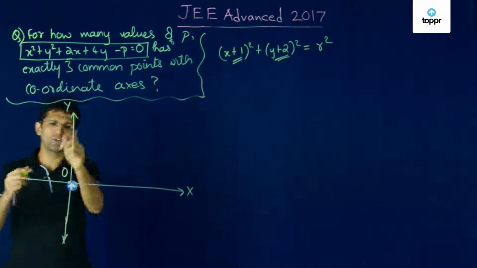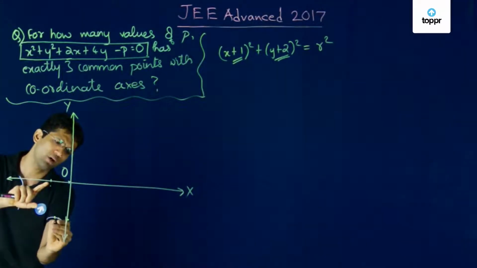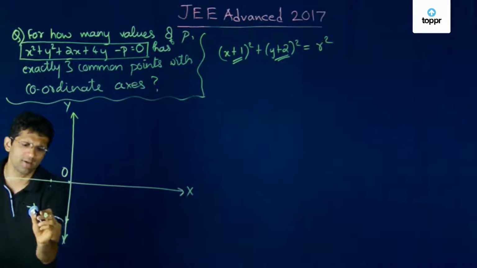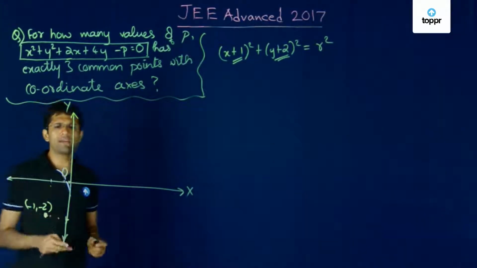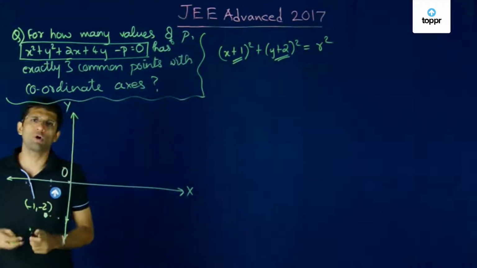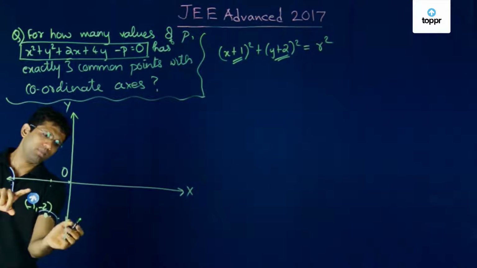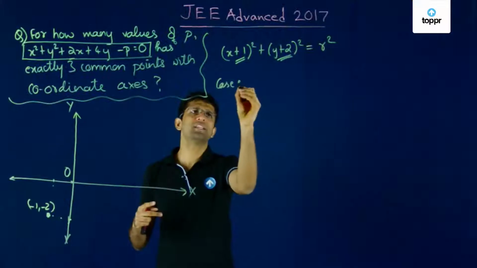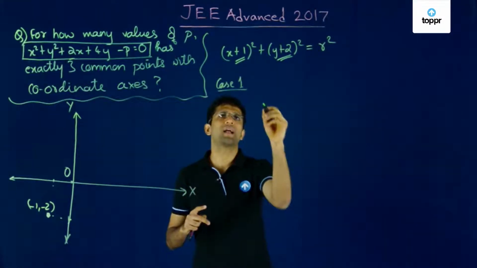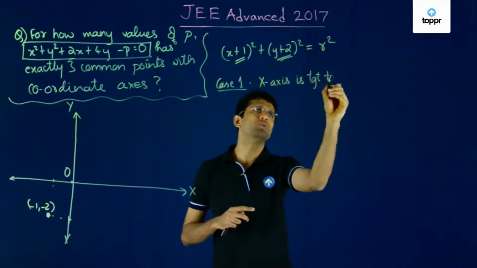So if we locate the center on this diagram, its x coordinate is −1 and its y coordinate is −2, so the center of the circle will lie somewhere here, and this is the point (−1, −2). We have to find for how many values of p this circle will have exactly 3 common points with the coordinate axis. The first thing to note is the case in which the x-axis is a tangent to the circle. So in this first case we will say that the x-axis is tangent to the circle.